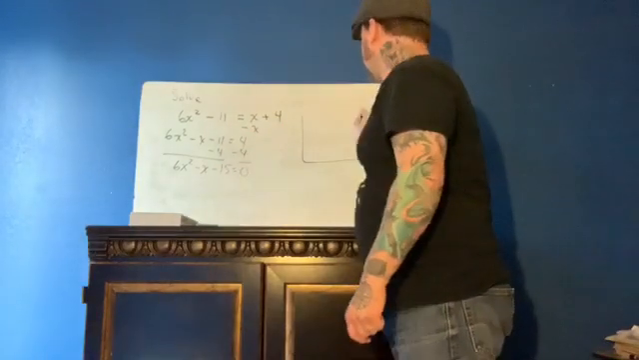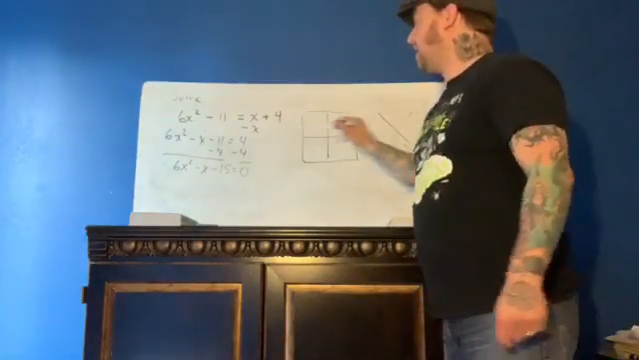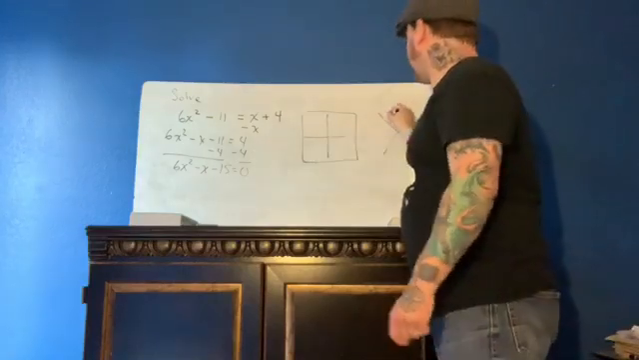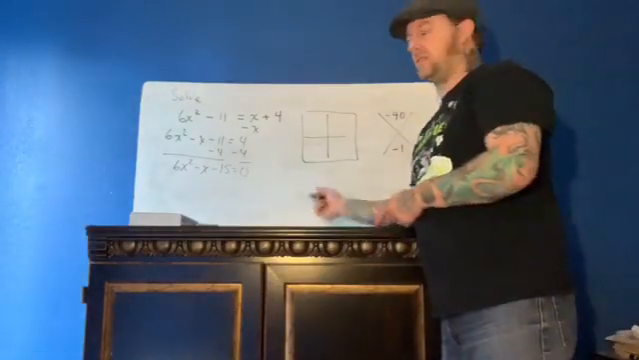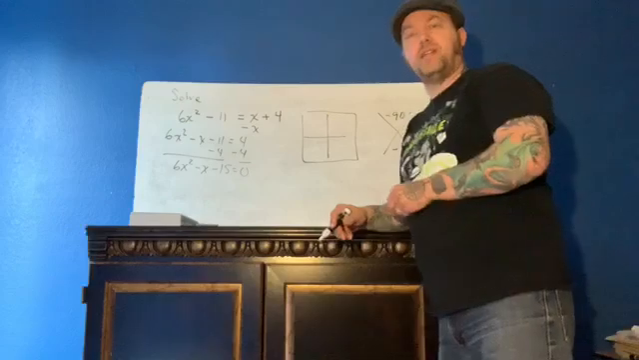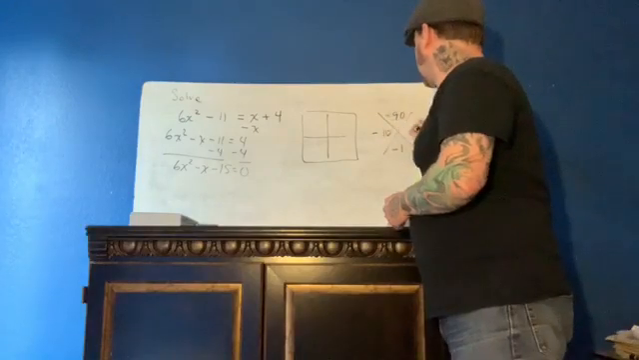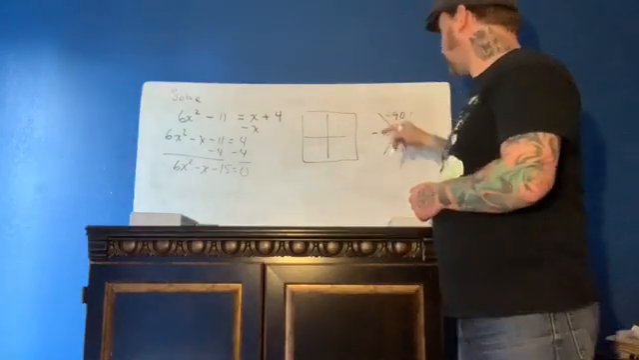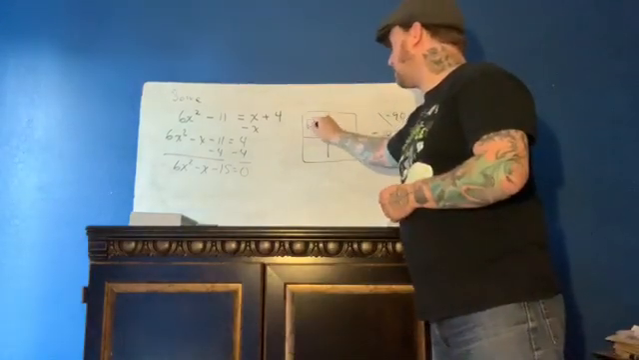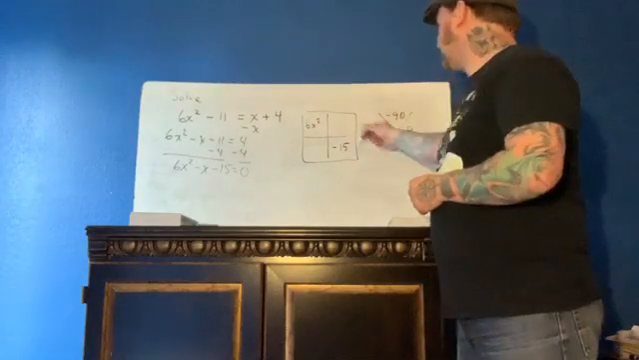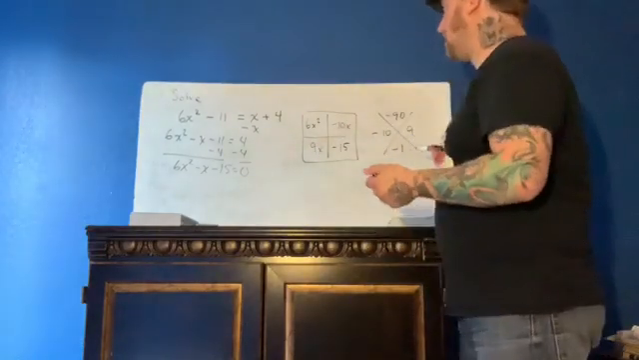So, box, diamond. So what do we got? We've got 6 times negative 15 is negative 90. Negative 1. Two numbers, multiply to get 90. No, 10 and 9, right? Negative 10 times 9 is negative 90. Negative 10 plus 9 is negative 1. So let's fill in the boxes. 6x squared, negative 15, negative 10x, and 9x.